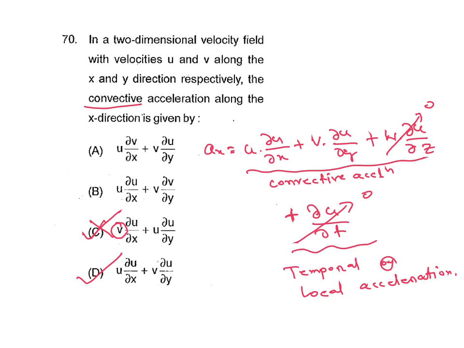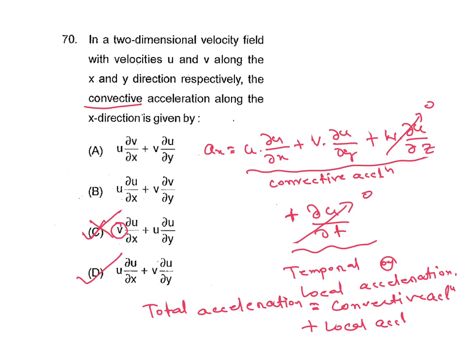One more thing is important here. Sometimes in problems they will ask, in ISRO they may ask this type of question. Total acceleration equal to convective acceleration plus temporal acceleration or local acceleration. Sometimes for conventional papers also they ask a 5 marks question: ax, ay, az, acceleration in x direction, acceleration in y direction, acceleration in z direction. You have to calculate total acceleration, or sometimes they may ask convective acceleration. So you have to put the formula in order to get the answer.